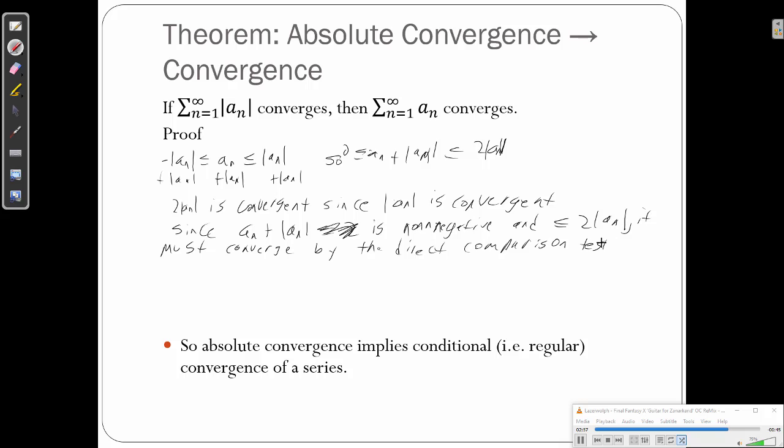How is that helpful? Well, now we know we can express a sub n as the sum of a sub n plus absolute value of a sub n, minus the absolute value of a sub n, which is the difference of two convergent series, so it must be convergent.